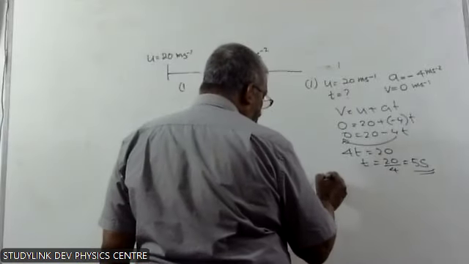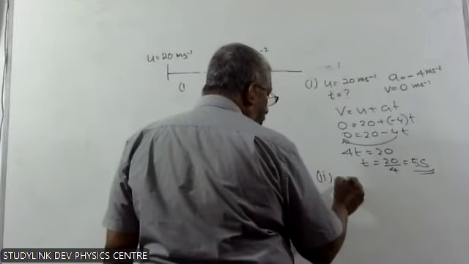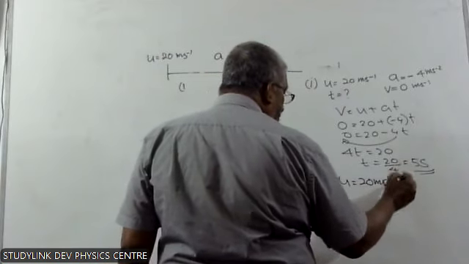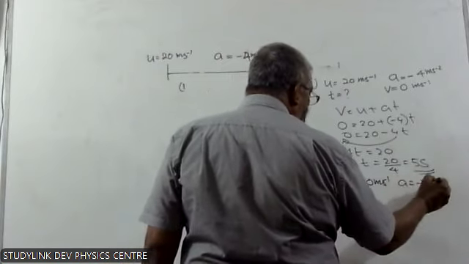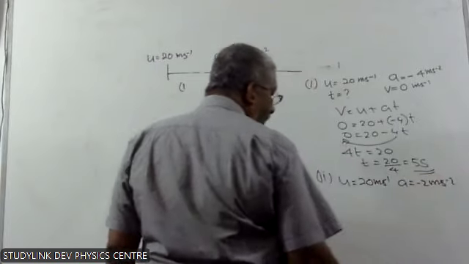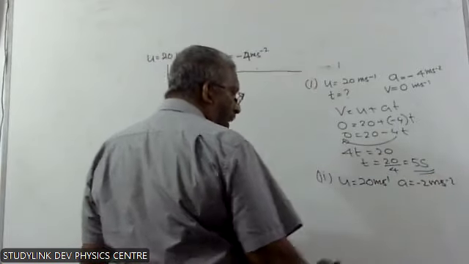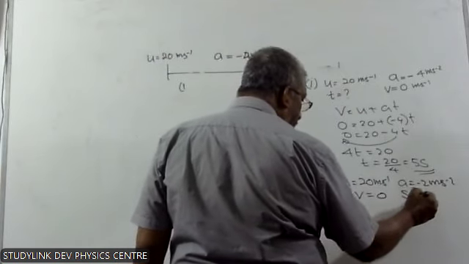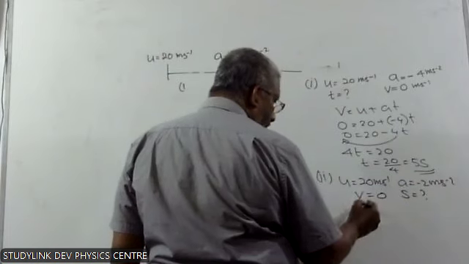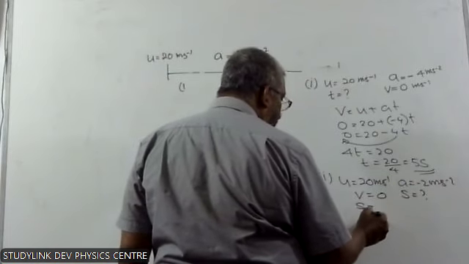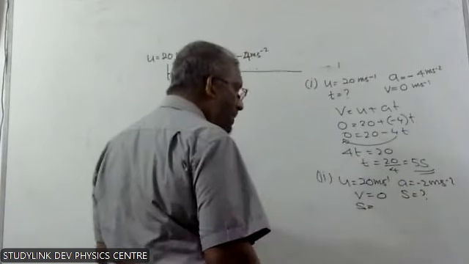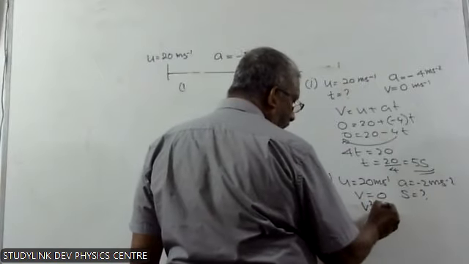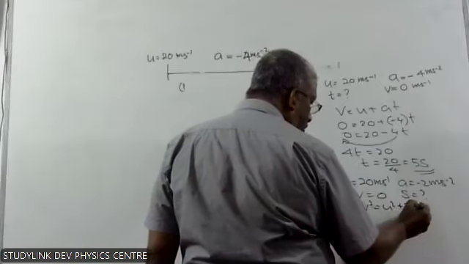Then they are asking, what is the distance it travels? So there again, for the second part, u is equal to 20 ms minus 1, a is minus 4 ms minus 2, v is 0, and s we want to find. Then we can use, directly v u a s, v squared is equal to u squared plus 2as.